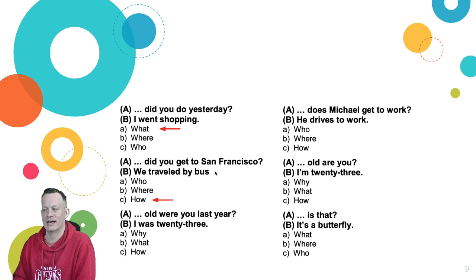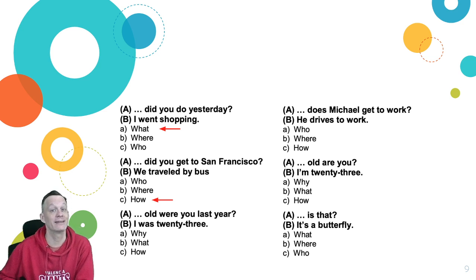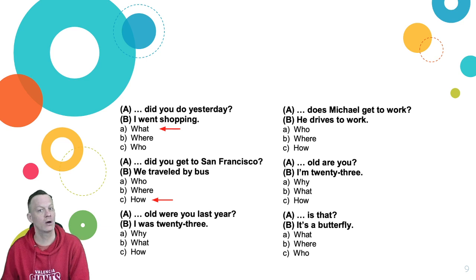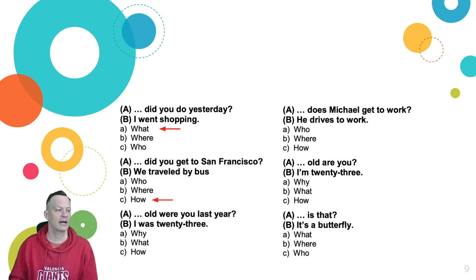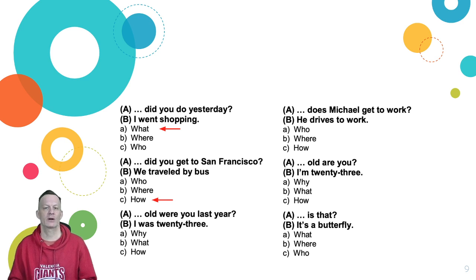How old were you last year? I was 23. So we are asking about age. And if you remember, to ask about age, we use the question. That's right. How old? How old are you?